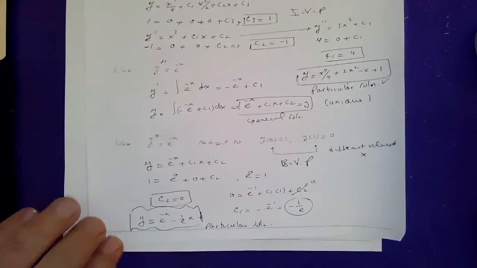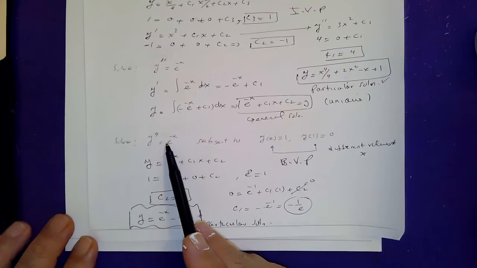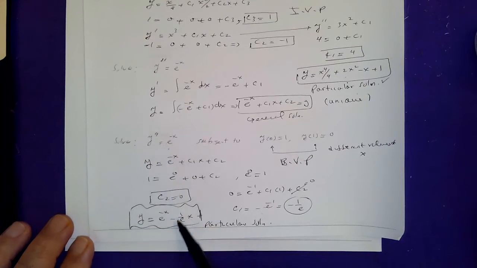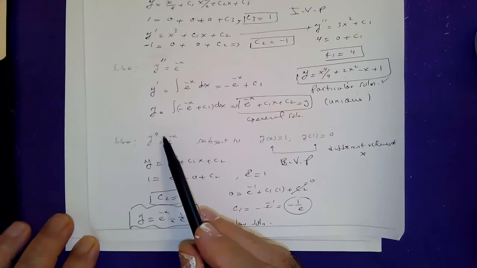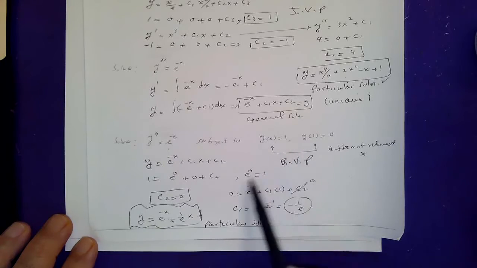Do you see it? It has to satisfy the conditions, and it has to satisfy the differential equation. In other words, if you take the derivative of this twice, you should get e to the negative x, and it also has to satisfy these equations.